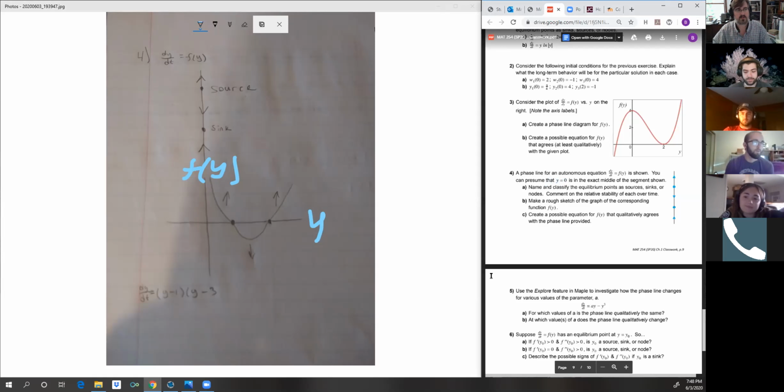You can presume that y equals 0 is the exact middle of the segment shown. So the segment of the phase line. So the exact center of the phase line would be where? Show me on your phase line. Here? Yep. And so if that's y equals 0, then that's going to be something like this. Exactly. Yes. Very good.